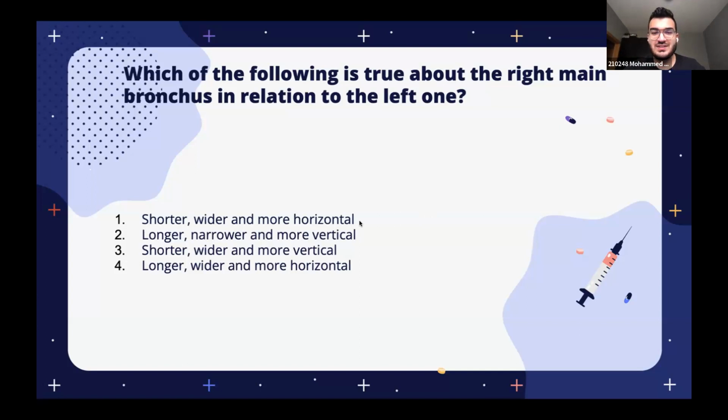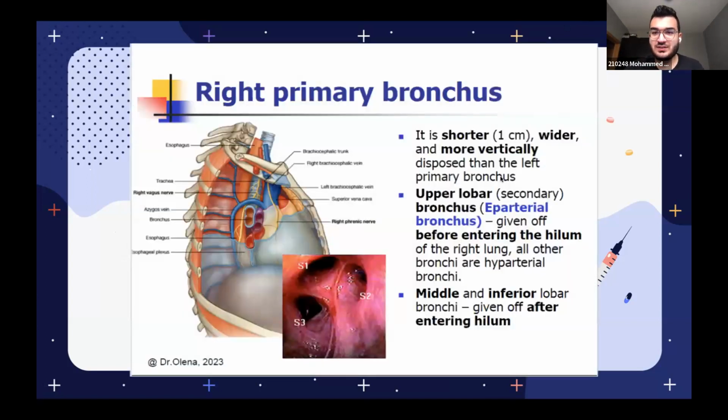Okay, so the answer is three. It's shorter, wider, and more vertical, as you can see here, and this is your slide. The question was asking the right primary bronchus compared to the left one. So it's shorter, wider, and more vertical. It's a recall question, so you go over the slides and you can answer. Any questions? All clear?